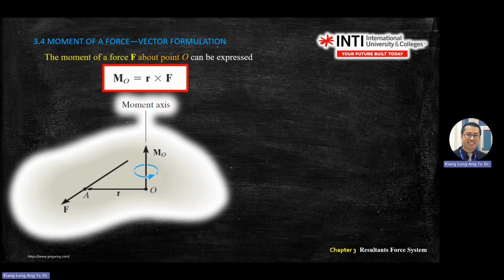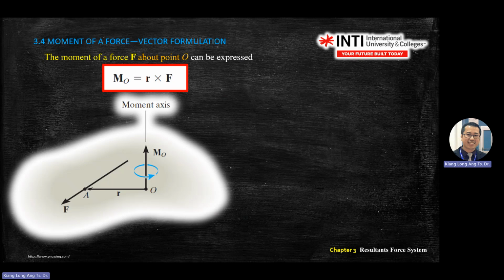So the moment of the F at O, you can use vector form by taking R cross F. R cross F. Right hand rule again: your R is actually following the F. R cross F, you get the moment. So pointing up, cross, you get the anti-clockwise direction.